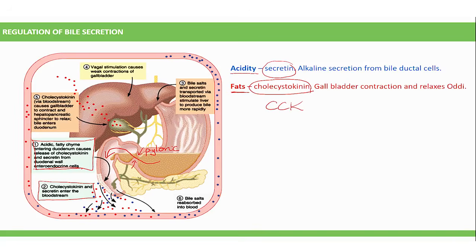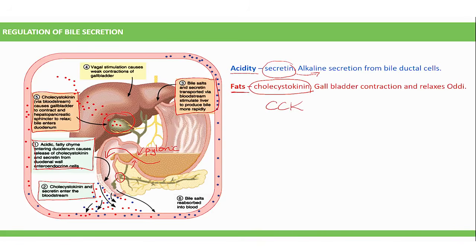Up at the liver, secretin triggers secretion of the bicarbonate-rich alkaline solution from the bile ductal cells. So that's number 3. The cholecystokinin, here we have our red dots of cholecystokinin over here, comes along, acts on the gallbladder and causes it to contract. And it also relaxes the sphincter of Oddi down here.